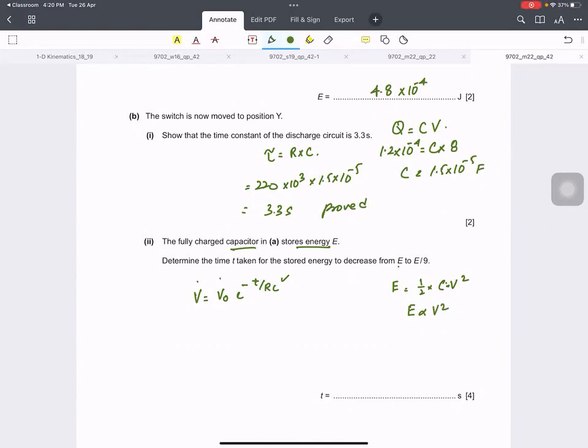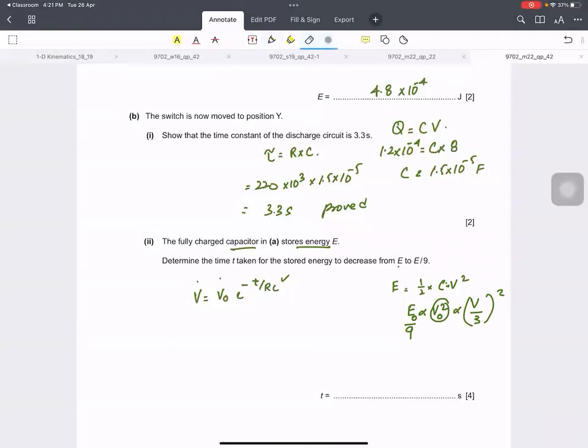Now this means that if energy is E naught and voltage is V naught, and the energy is reduced by 9 times, how many times would the voltage be reduced? 3 times. You know why? It's under root, isn't it, sir? Yes, it's under root, so that's why. We take V over 3 and square it, so 9 comes on this side. So that's why.